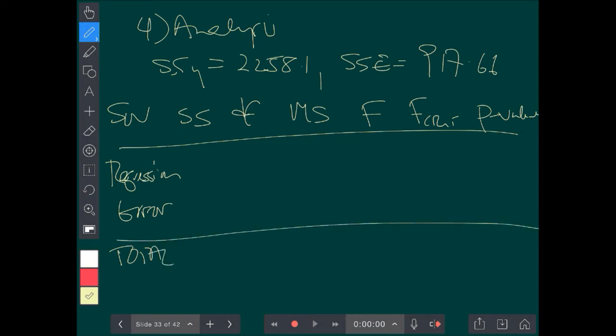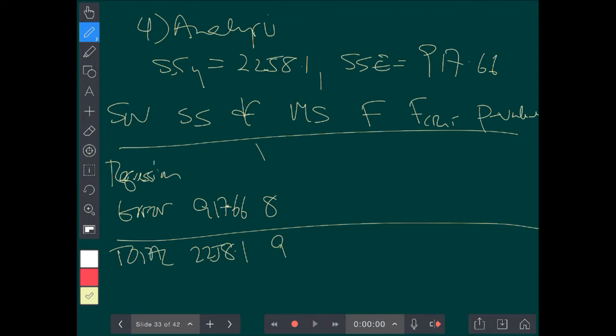Well, the total SS value we know is 2258.1. For the error, we know our value is 917.66. The degrees of freedom for regression here is 1. The degrees of freedom for error is 8, which gives us a total of 9, N minus 1.